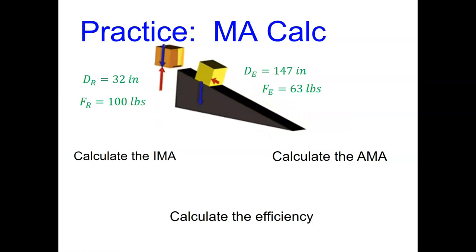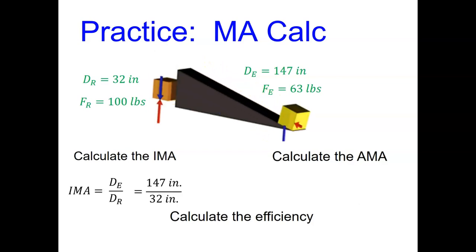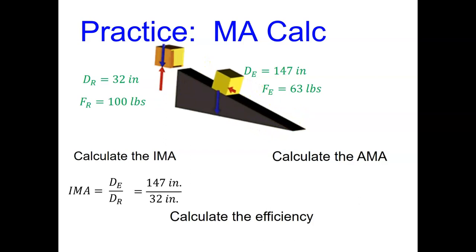So now we're ready for our calculations with IMA. Follow along with me. IMA, I'm going to throw down our equation, is DE over DR. And I'm just going to start plugging some values in with their units. So my effort distance is 147 inches divided by 32 inches. That tells me my IMA is around 4.59. Cool. Fantastic. Doesn't mean a lot to us right now.